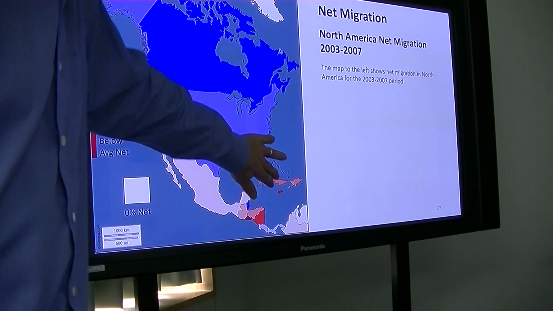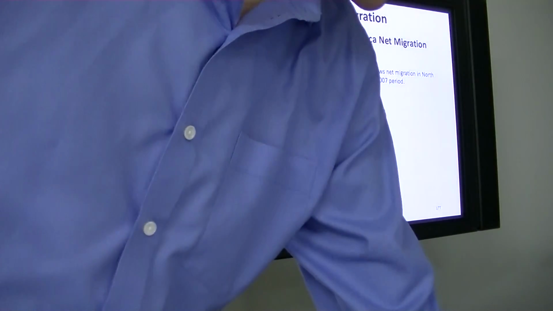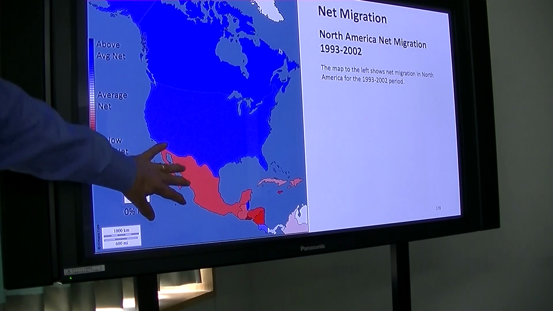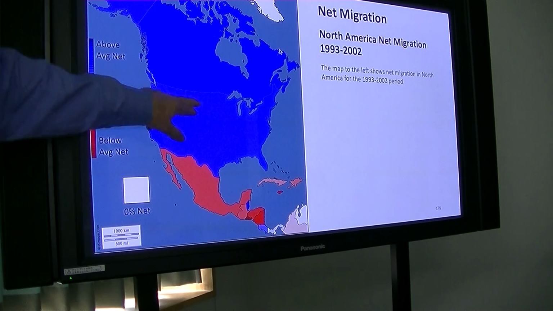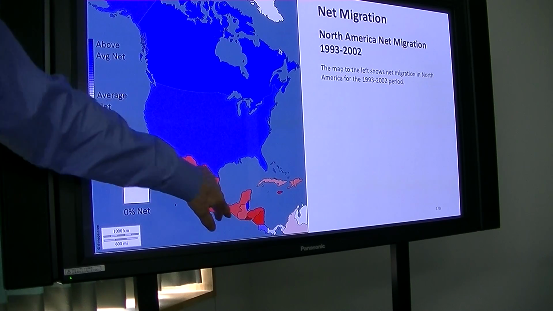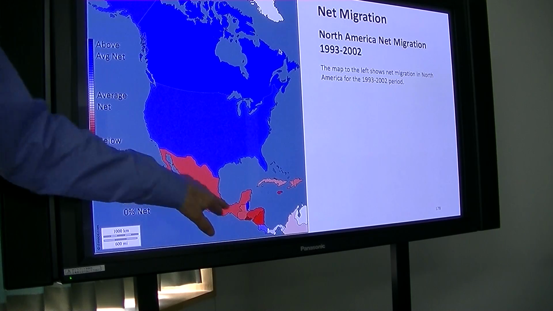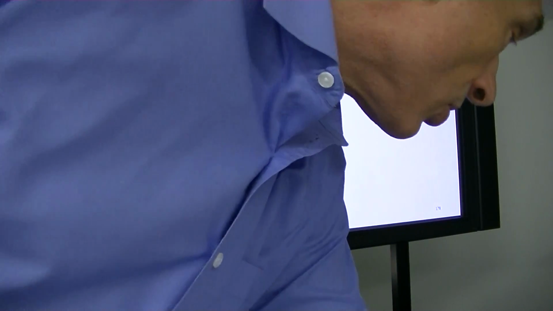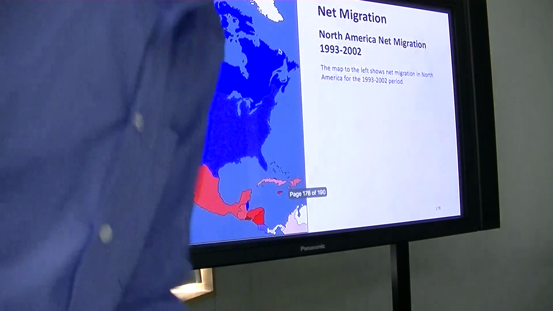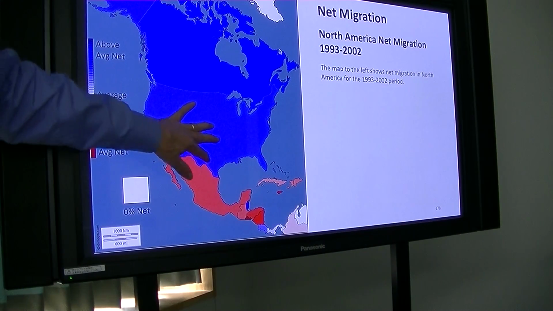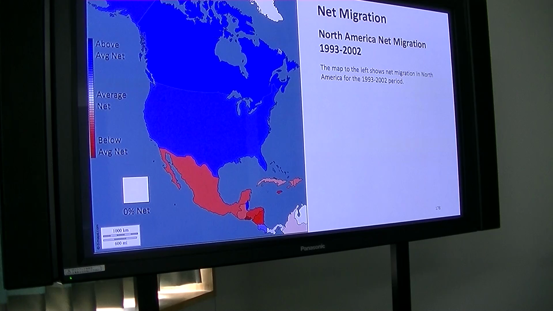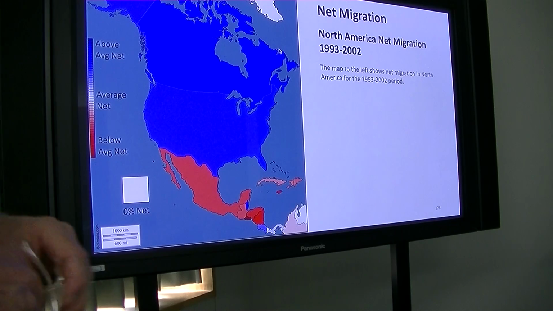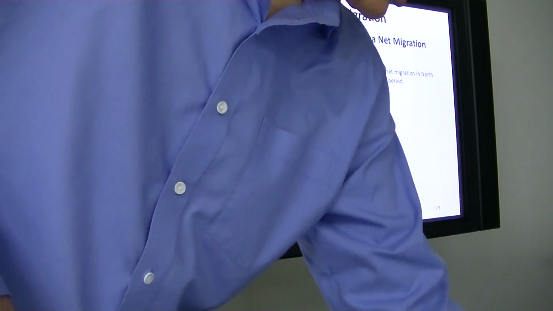Cuba, again, going to the United States. This was 1993. There was a lot more migration from Mexico, a lot of it illegal. This is almost all illegal immigration to the United States. And notice how the United States gets darker, gets lighter. That was the real era of massive illegal immigration, this 10-year period, 1993 to 2002. Massive flow, millions of people flowed to the United States.